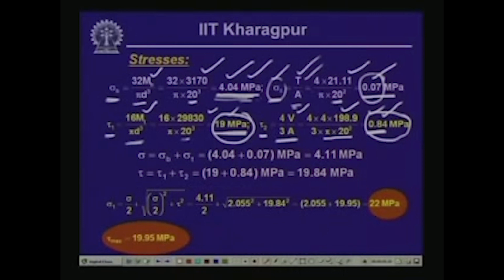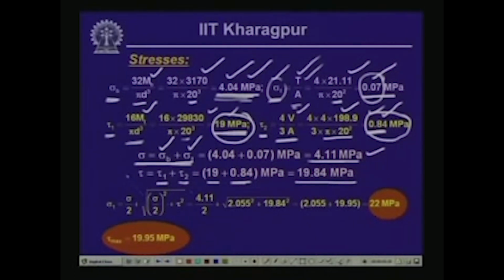Now, the total normal stress which we have is the normal stress because of the bending and the normal stress because of the tensile pull, and this comes as equals to 4.11 megapascal. And the total shearing stress that we have, tau, is equals to tau 1 plus tau 2, which is equals to 19 plus 0.84. This gives us a value of 19.84 megapascal.